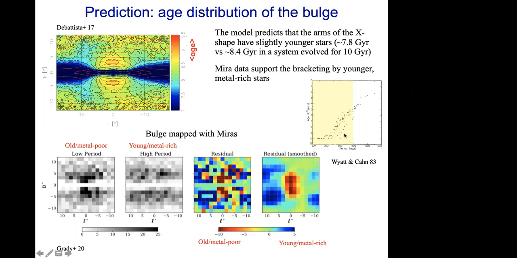Grady et al., using Gaia data in 2020, just last year, produced maps of the old stars and of the relatively young stars. If you then take the difference between these two maps and smooth it a little bit, you end up with this map over here, old stars on the minor axis. And then there are these sort of brackets on the two sides, and the near side is stronger than the far side. So that's a very nice confirmation of a prediction that we made a few years ago from current data coming from Gaia.